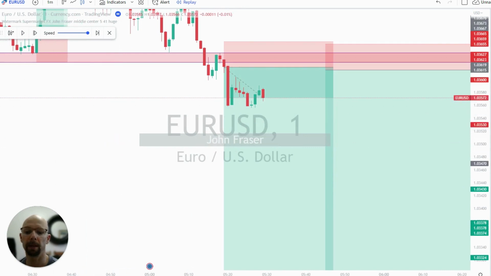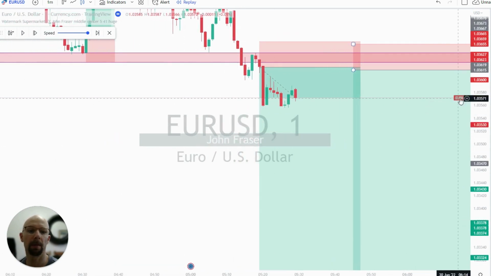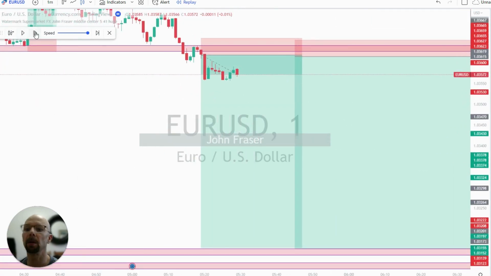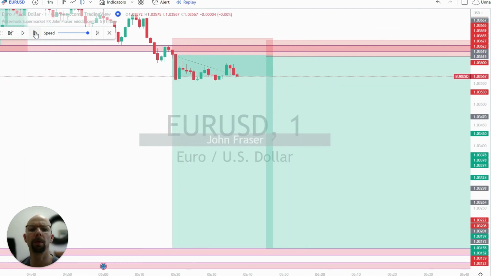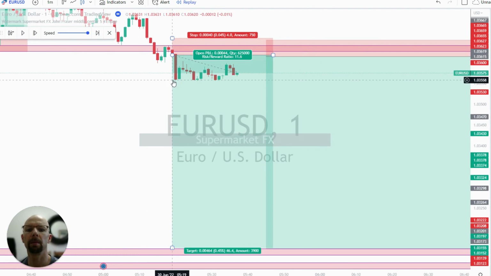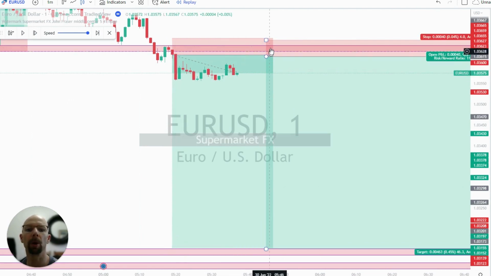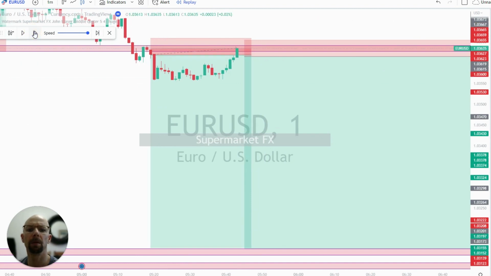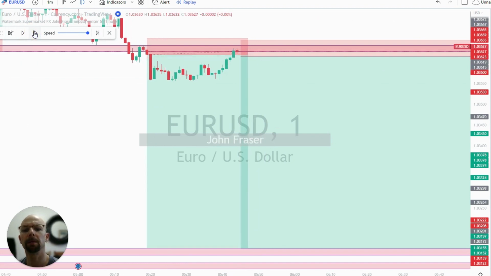So when we're looking at this, let's shrink this up a little bit. Okay, so as it's going through, now this has already reached a 1-to-1, so you would have taken partials and moved your stop loss to break even. So now if it comes up and touches this, you'll be stopped out of the trade. So that would have taken you out. You wouldn't have lost any money. You would have covered your commission and probably made a little bit of profit off of this.